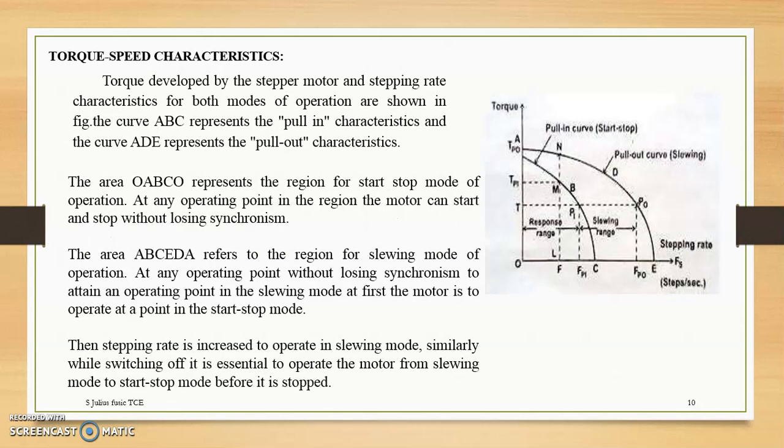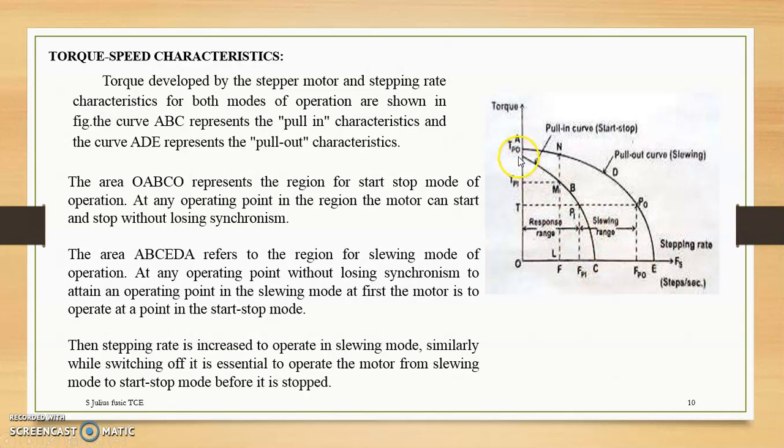The last characteristics will be the torque-speed characteristics. We already know as the load increases, the torque will get increased. At that time the speed will get decreased. So the y-axis will be the torque and the x-axis will be the number of steps or speed. As the speed increases, you can see this torque gradually coming down. So as the number of steps increases, the torque decreases.